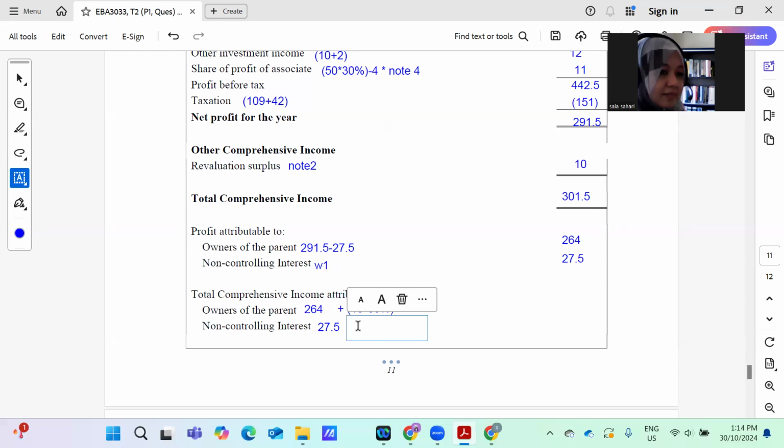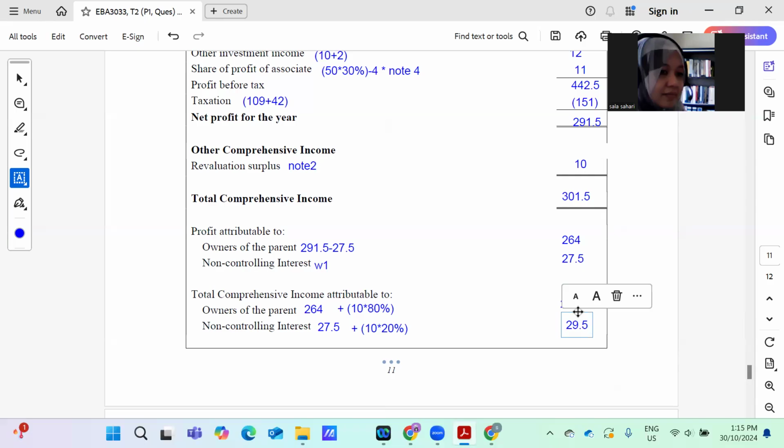And the NCI, how many percent? Also, we use the 10,000 and the balance is 20%. So you will get the answer of 272. Make sure you double check the calculation part. And 29.5. That is the attributable of comprehensive income. So let's see the consolidated statement of changes in equity part.